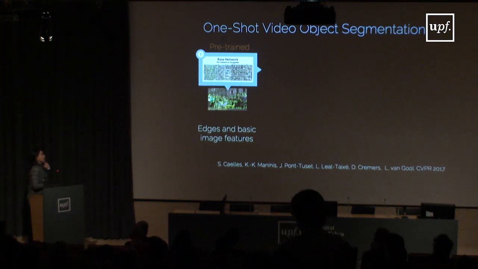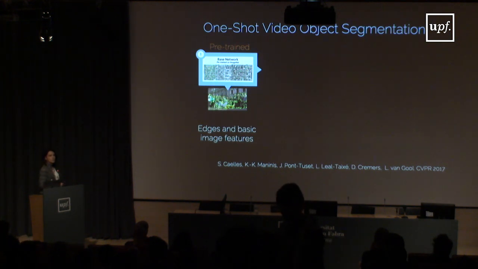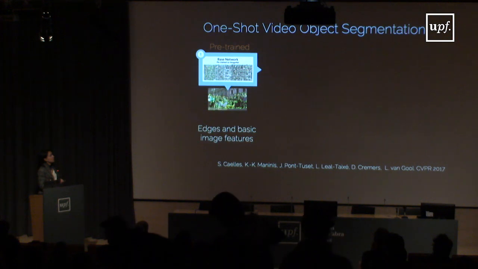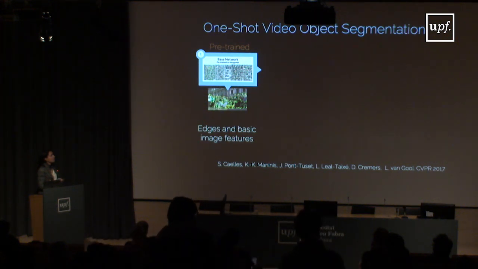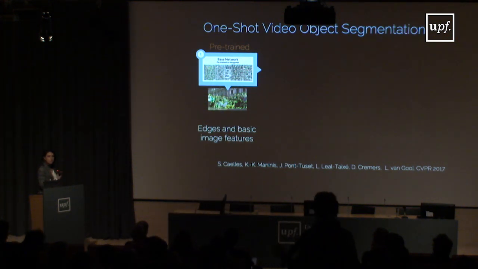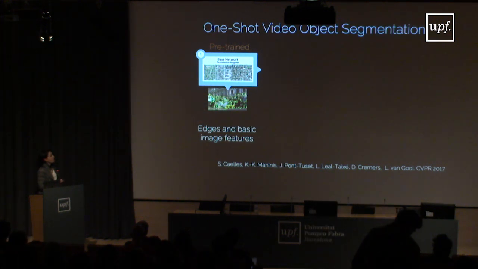Now, the key idea here is how we actually train this network. So if we look at any pre-trained network, for example, a network trained on ImageNet, we know that this network is able to extract basic image features, edges, corners. So we see, for example, in this image here that we get some high activations on the edges of the image.